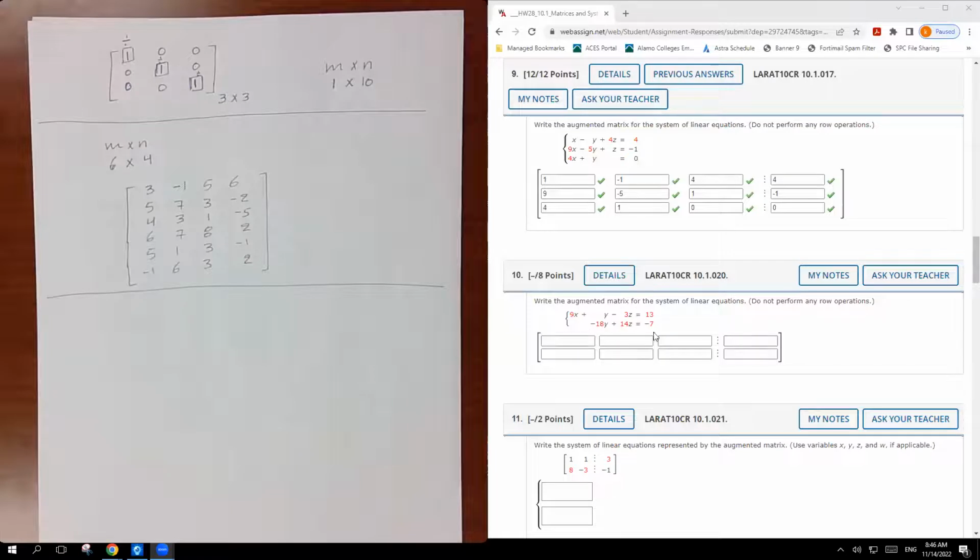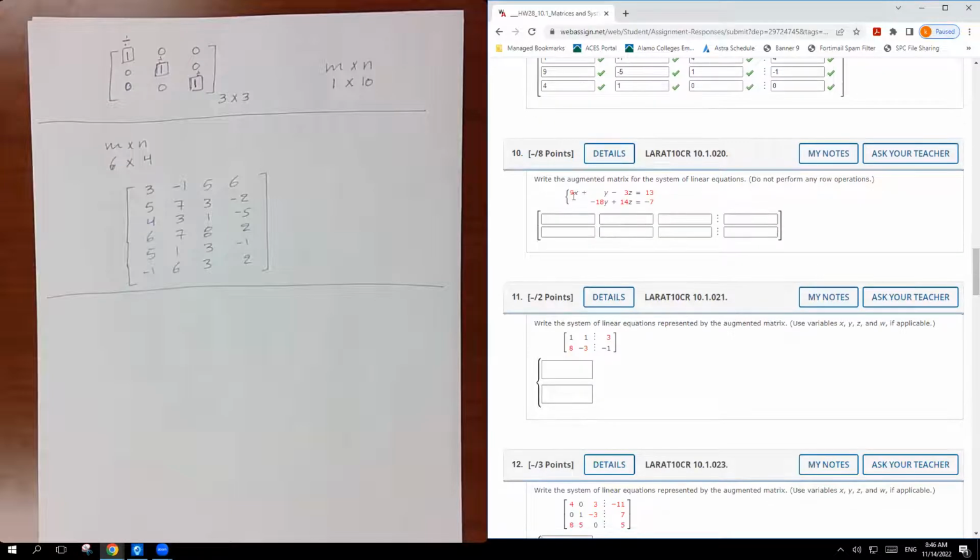Let's find the augmented matrix for this system. If you look at the system, there is no x here. That means this is 0x here. Here is the y, and here is the z, and here is the number by itself. So we're going to type here 9, and here 0.